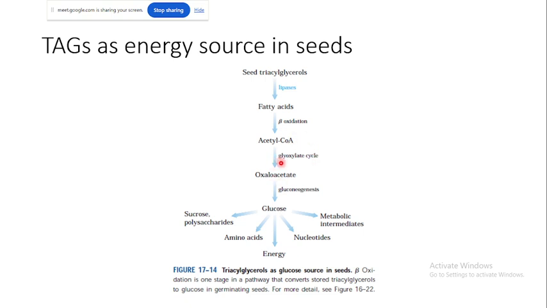In mitochondria, beta oxidation will produce the acetyl CoA. In glyoxysome, acetyl CoA will enter and it will make the oxaloacetate, and this oxaloacetate will take part in the gluconeogenesis to make glucose. Right? The glucose is the precursor for sucrose, polysaccharide, amino acid, and also energy, because glucose can enter into the glycolysis and TCA cycle to produce ATP. Right? So that's how TAG is an energy source in the seed.